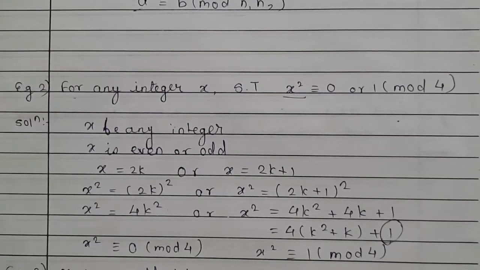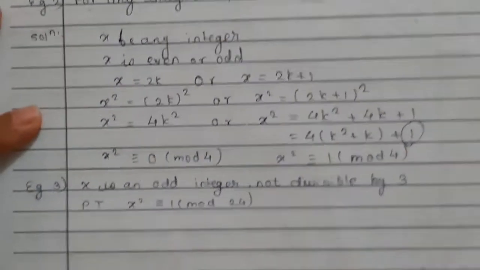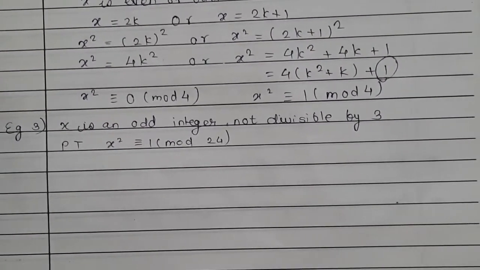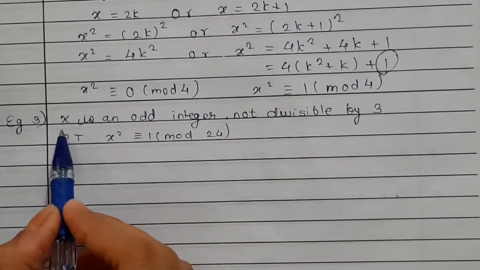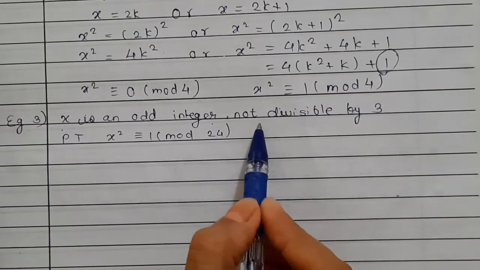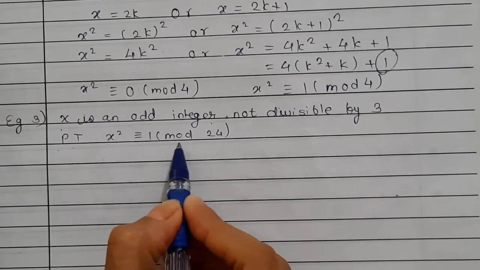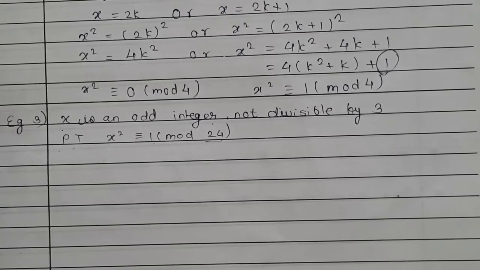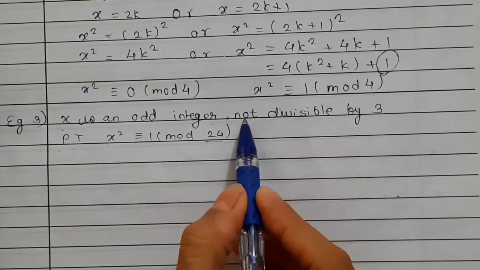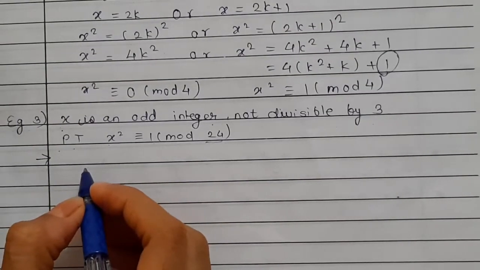Let's take another example which is quite similar to this example. So example 3: x is an odd integer not divisible by 3. Prove that x square is congruent to 1 mod 24. Okay, here we are given x is an odd integer, meaning it is of the form 2k plus 1, and not divisible by 3. So let's solve the example.